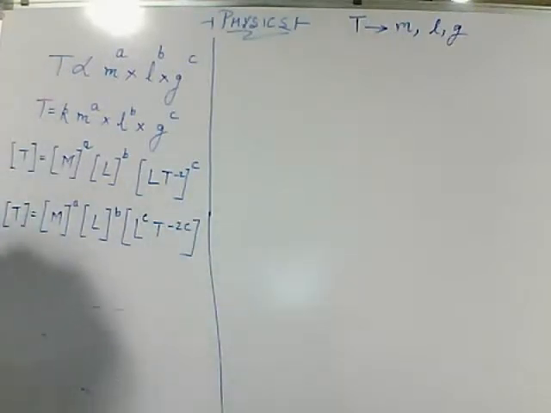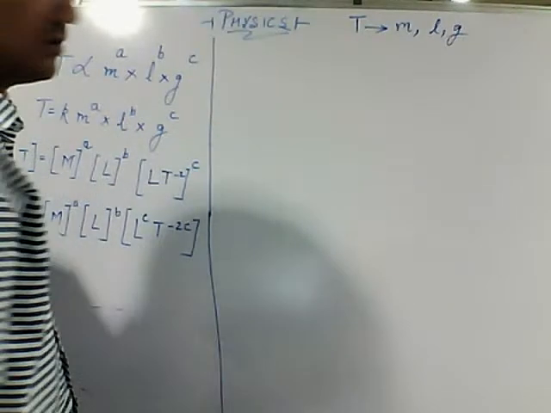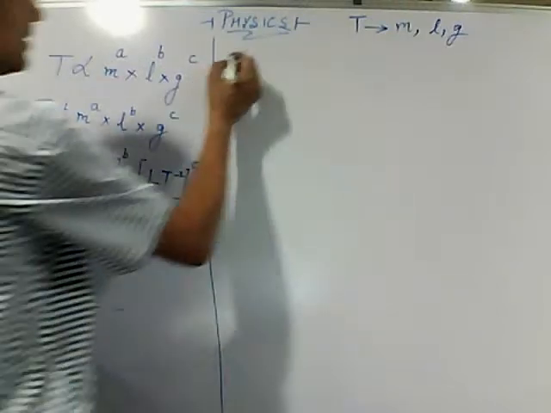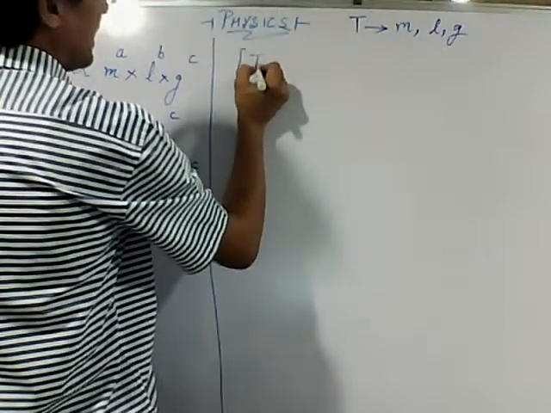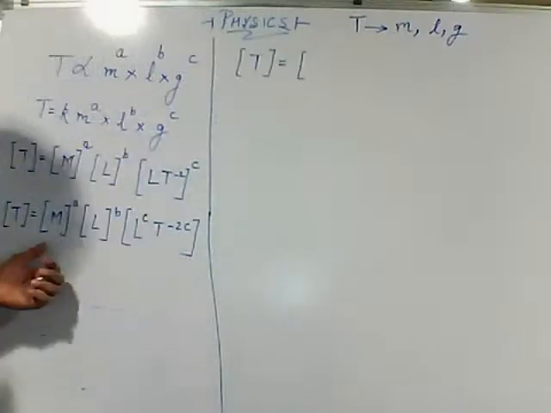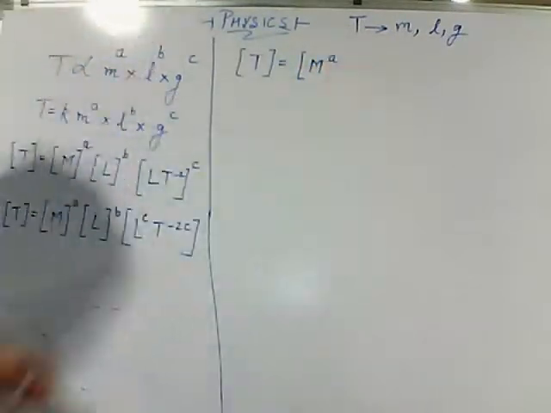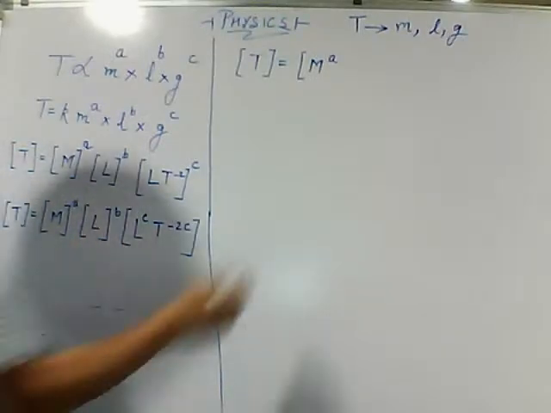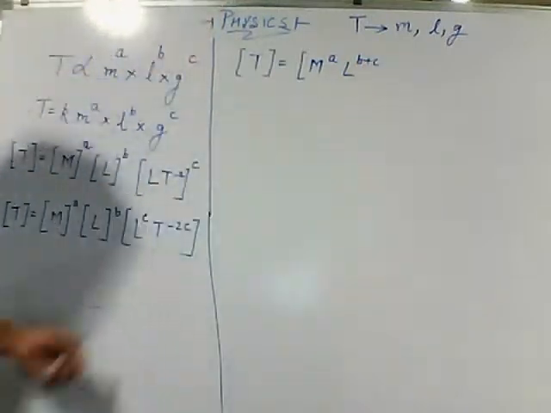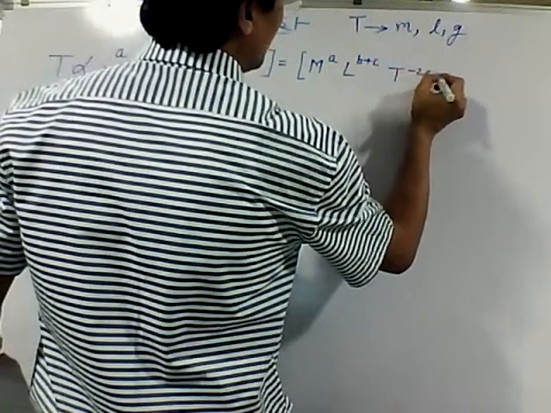Okay? So what do I get now? I'll come over here so that it is more clear to all of you. So now I'll solve this further. I have LHS as T itself, RHS which is M to the power A, L to the power B plus C, and T to the power minus 2C.